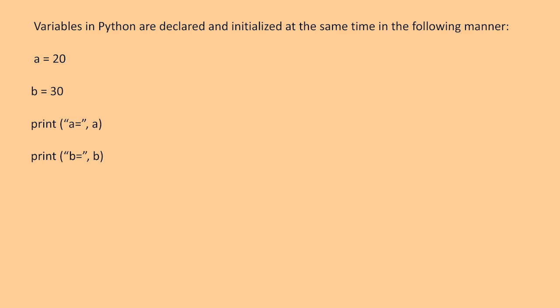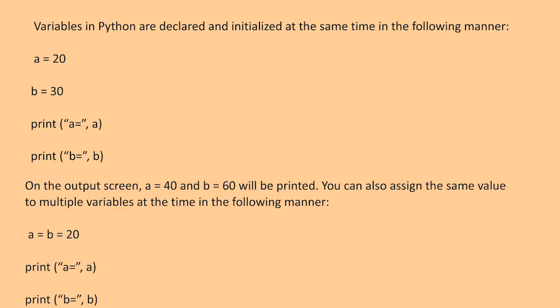Declaring and initializing a variable. Variables in Python are declared and initialized at the same time in the following manner. a = 20. b = 30. print("a =", a). print("b =", b). On the output screen, a = 20 and b = 30 will be printed.